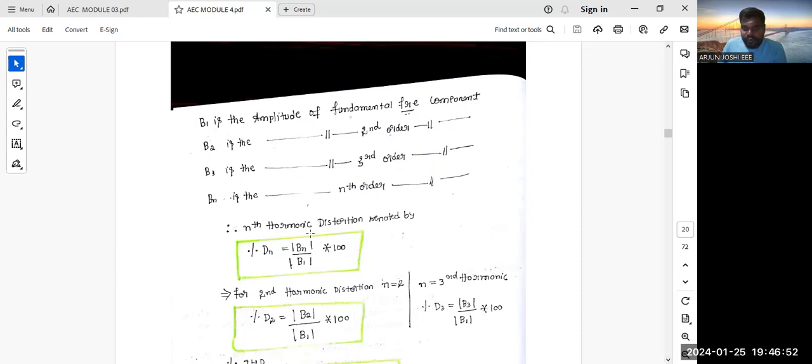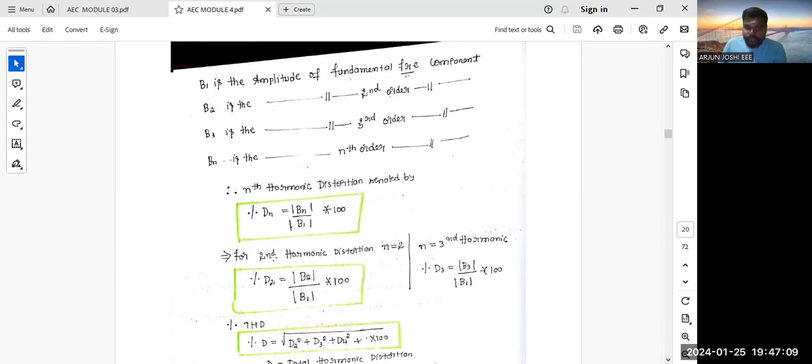For the nth order, what is the formula? Nth order harmonic distortion is denoted by Dn, that is, Dn is equal to the magnitude of Bn divided by the magnitude of B1, into 100. For second order harmonic distortion, n is equal to 2. We need to consider n equal to 2 because it is second order. What will the formula become? You need to replace n with 2. Percentage D2 is equal to B2 divided by B1 into 100.